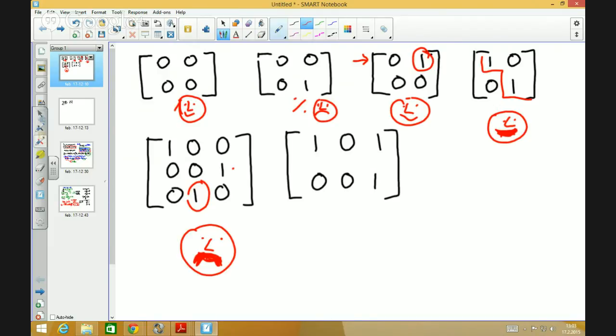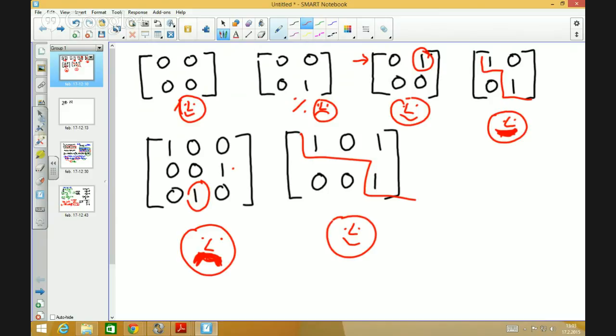The last one is cool, it's okay, it's kosher, it's in row echelon form. Why? No rows of zeros. The first entry is a 1 in each one of the rows. The first non-zero entry is a 1. And moreover, there is the staircase pattern that we want. So this is okay.